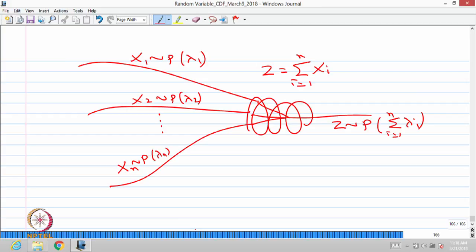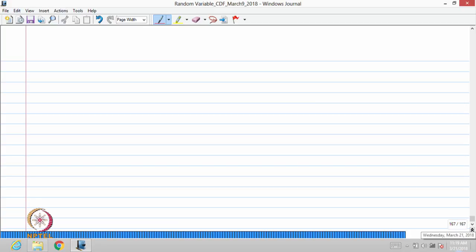As long as all the Xi's are mutually independent random variables, the summation is going to be again a Poisson distribution with the parameter being the sum of the lambda i's. From this we are going to give one important property, called the reproductive property.